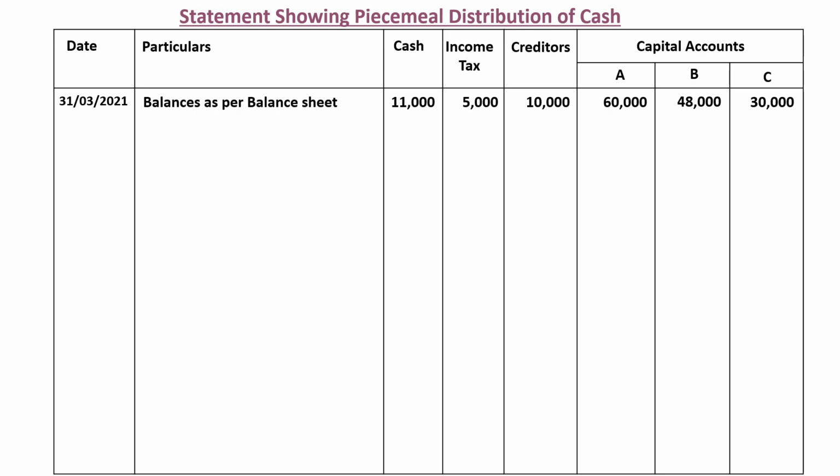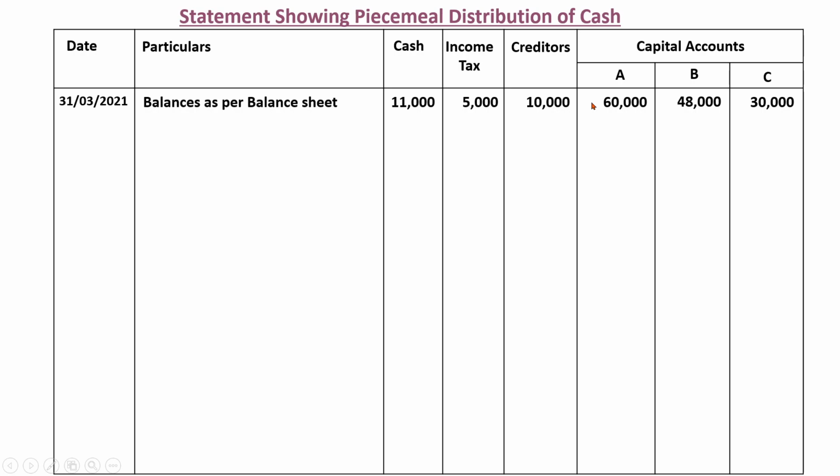Friends, I would like to tell you one thing: if you are watching this session, make sure that you are trying to solve this question with me, because if you solve the practical problem on account, you understand it properly. So take a paper, draw this statement and solve this. During that time you can pause this session, prepare the statement and then solve it with me. So here we have recorded balances as per balance sheet, where cash 11,000, 5,000 creditors.